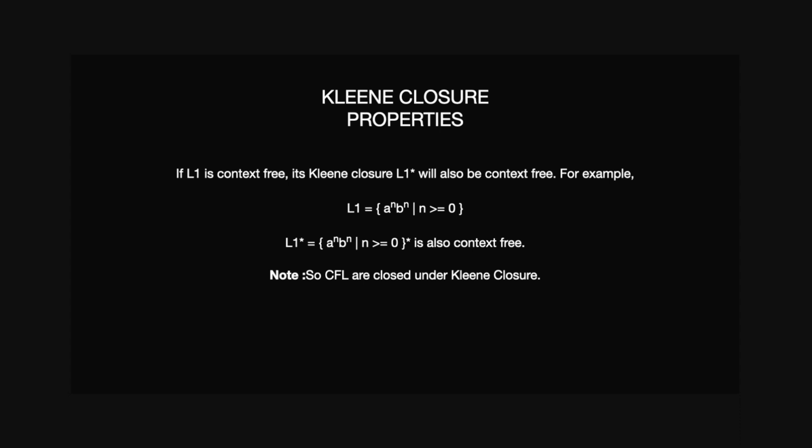In a way, let's consider a and a star, or like an exponential form, e and e star. So in a logarithmic format, both are the same. In a similar format, in the Kleene closure property, L1 and L1 star are similar. So CFLs are closed under the Kleene closure property.